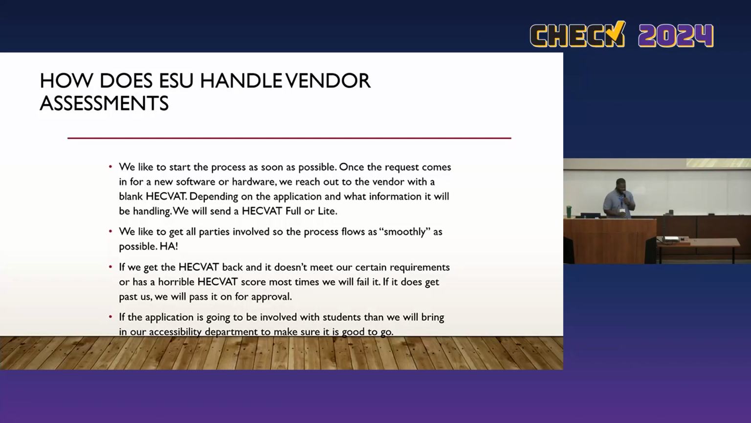As soon as we get the HECVAT back, we make sure it meets our requirements and our standards. And if it's a horrible HECVAT, we usually kick it back and tell them no, you're not going to use this. And if it passes, we send it on to approval, and everybody's happy. If it's something that deals with our students, we like to bring in our accessibility department to make sure that it's up to code with their standards as well, so we don't get in trouble.